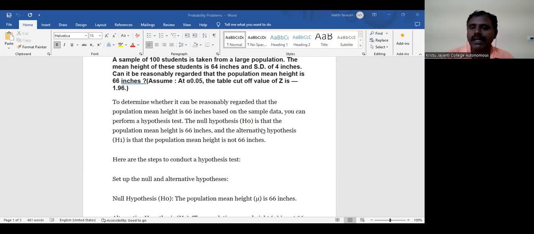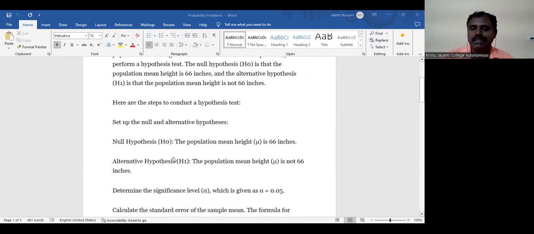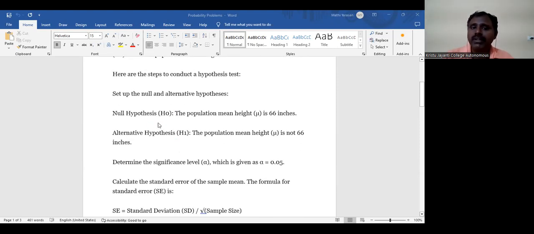Null hypothesis H0 is that the population mean height is 66 inches, and the alternative hypothesis H1 is that the population mean height is not 66 inches. Now in the question you have to tell whether this 66 inches is reasonably the population mean height or not, so there we go for hypothesis testing. First we assume the null hypothesis H0, the population mean height is 66 inches, and the alternative hypothesis H1 is the population mean height is not 66 inches. They have given it here in the form of two hypotheses, null and alternative.